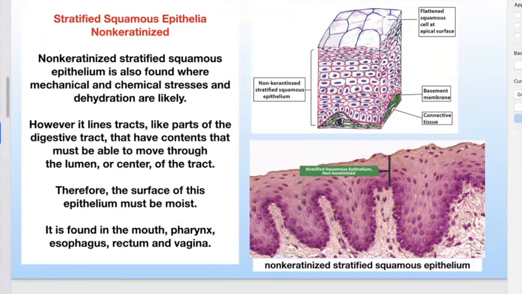Non-keratinized stratified squamous epithelium is also found where mechanical and chemical stresses and dehydration are likely. However, it lines tracts, like parts of the digestive tract, that have contents that must be able to move through the lumen, or the center of the tract. Therefore, the surface of this epithelium must be moist and not dry like keratinized stratified squamous epithelium. Where is this found? It is found in the mouth, the pharynx or the throat, the esophagus, the rectum, and the vagina.